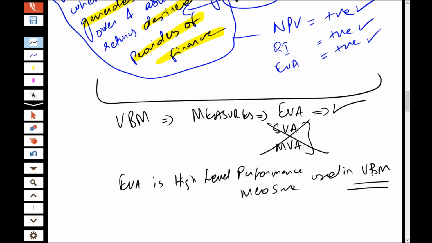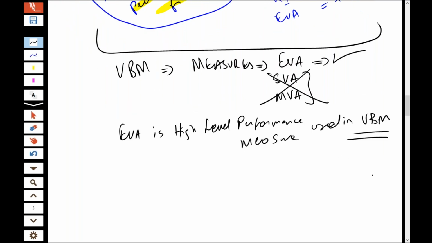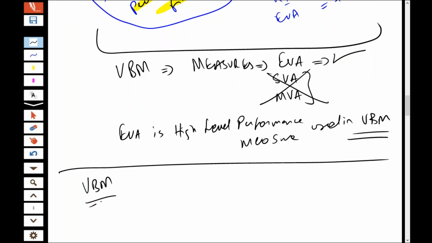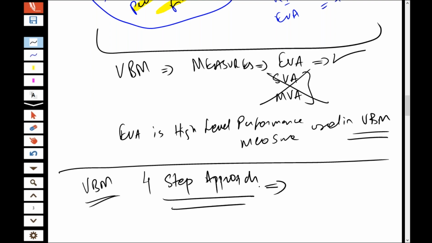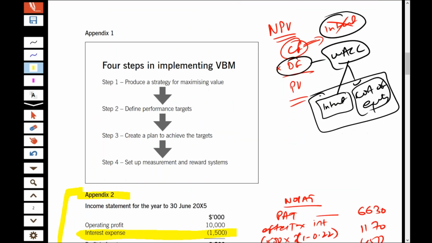Now, what's the next thing? Try to understand this. How does value based management lead to the creation of value in any organization? With respect to value based management, there is a four step approach that the technique adopts in order to create value. What is this four step approach? The first thing is strategy development. The second is defining performance targets. The third is creating a plan to achieve the targets. And the fourth is setup of the performance measurement and the reward system.